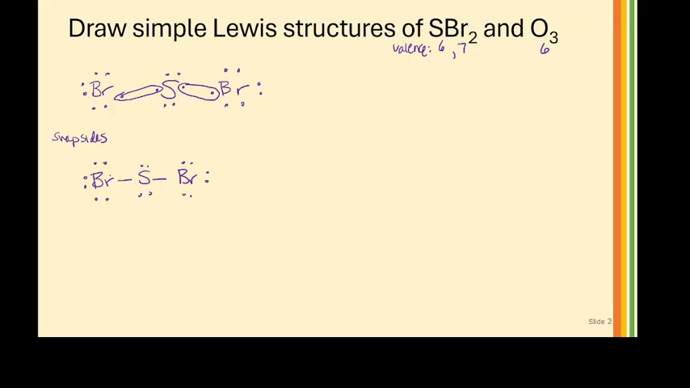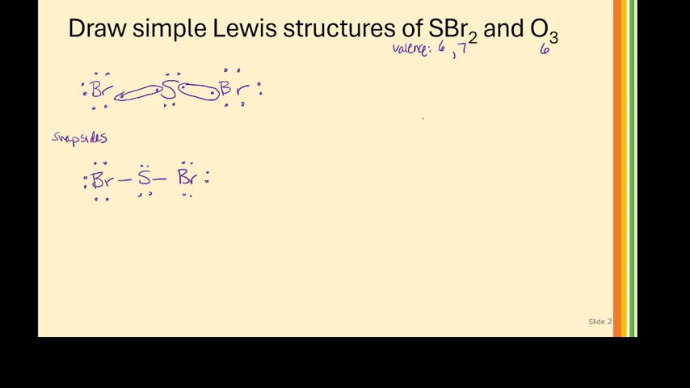And I can see that bromine has an octet: 1, 2, 3, 4, 5, 6, and then this counts as 7 and 8. Sulfur has an octet: 1, 2, 3, 4, 5, 6, 7, 8. And bromine has an octet: 1, 2, 3, 4, 5, 6, 7, 8. So I can check my octets. Life is good. This is my simple Lewis structure for SBr2.